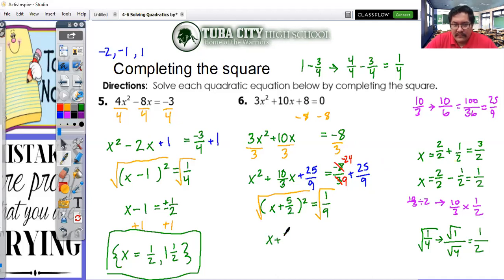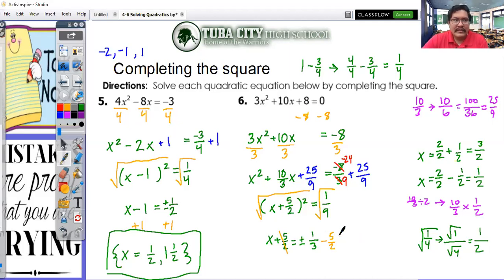X plus 5. Actually, I should write this a little bit over. Plus and minus 1 over, and then again, take the square root of both numbers, just like we did over here. Take the square root of 1, we get 1. Take the square root of 9, we get 3. And then from here, I'm going to have to minus 5/2 to both sides. So we have positive 1/3 minus 5/2.